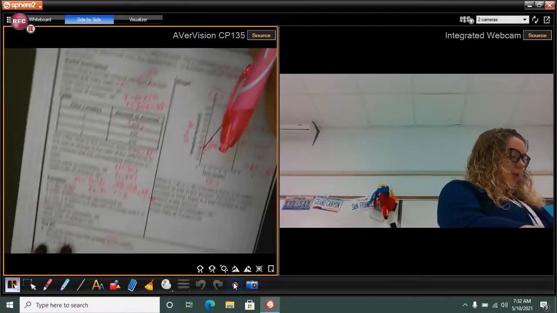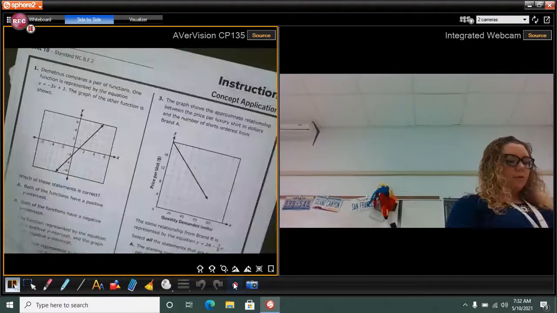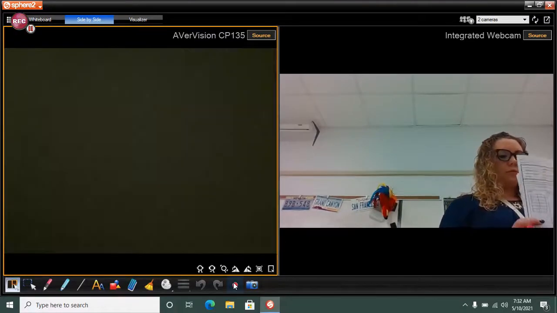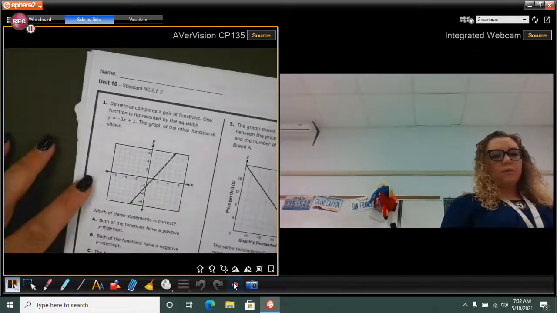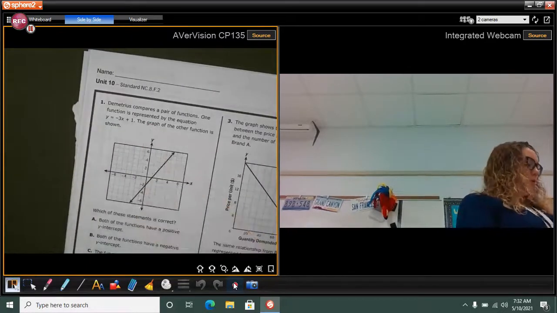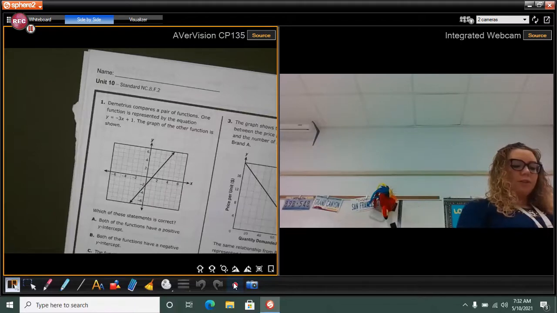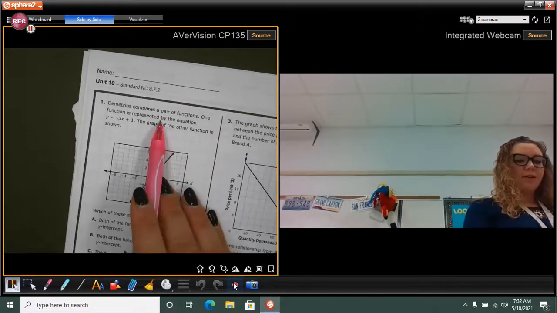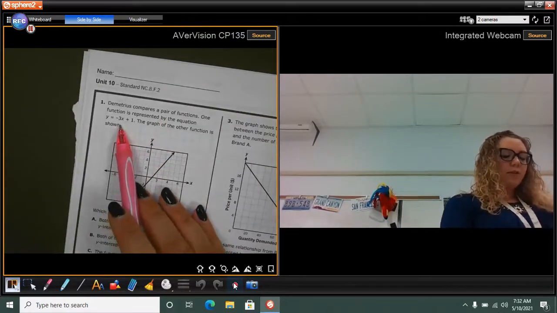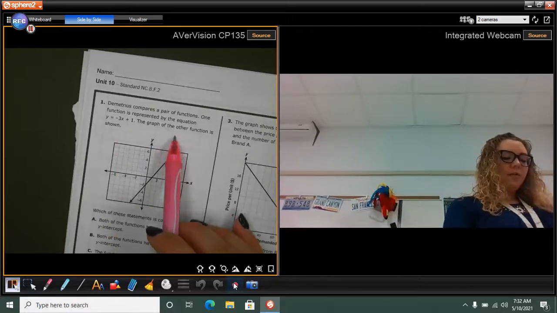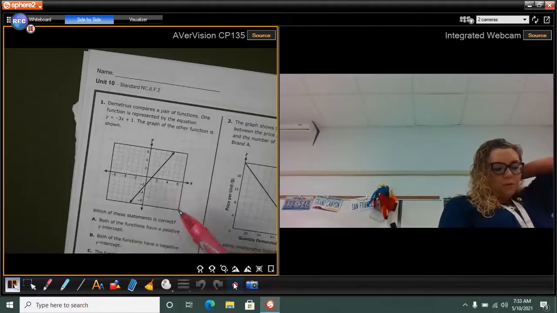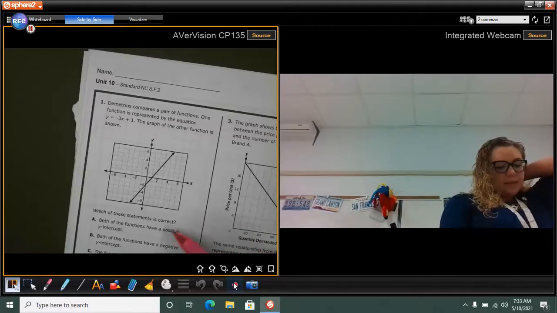Let's turn the page. Demetrius compares a pair of functions. One function is represented by the equation y equals negative 3x plus 1. The graph of the other function is shown below. Which of these statements is correct?